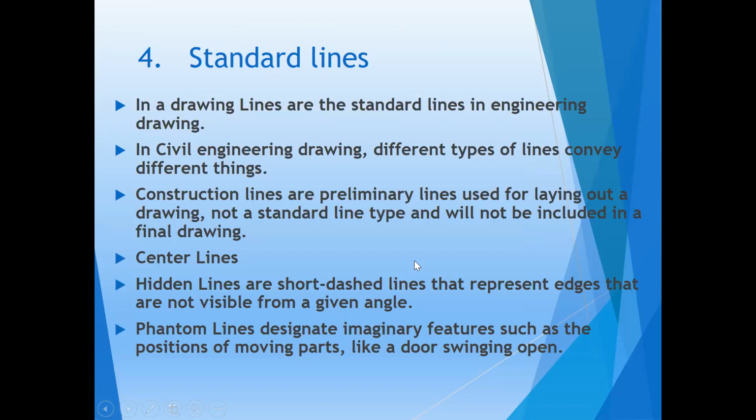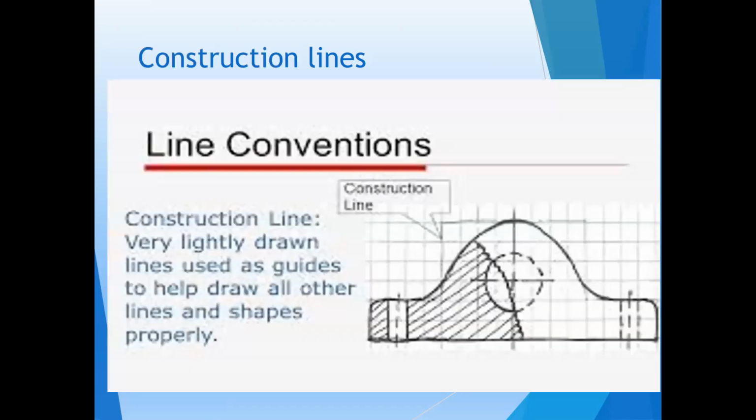Standard lines. Drawing lines are standard lines in engineering drawing. In civil engineering drawing, different types of lines convey different meanings. Construction lines are preliminarily used for laying out a drawing, are not a standard line type, and will not be included in the final drawing. Hidden lines are short dashed lines that represent edges that are not visible in the given angle. Phantom lines designate imaginary features, such as the position of moving parts like a door swinging open, etc.